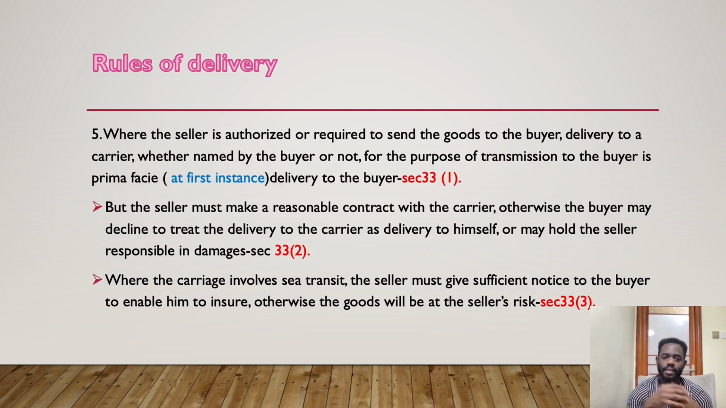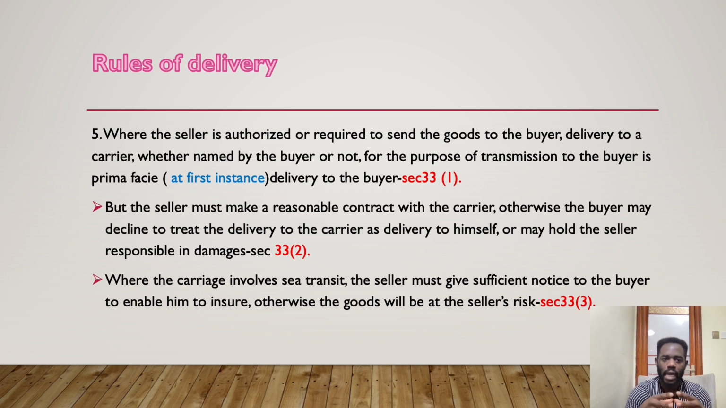There may be certain instances where the seller has been authorized or is required to send goods to the buyer through a third party, and this third party could be a transport agent. So long as the buyer has authorized the seller, whether that particular third party is named or not, once the goods are handed over from the seller to that third party to deliver them to the buyer, then at first instance, delivery will be considered to have taken place, and this is in accordance with section 33(1) of the Sale of Goods Act.